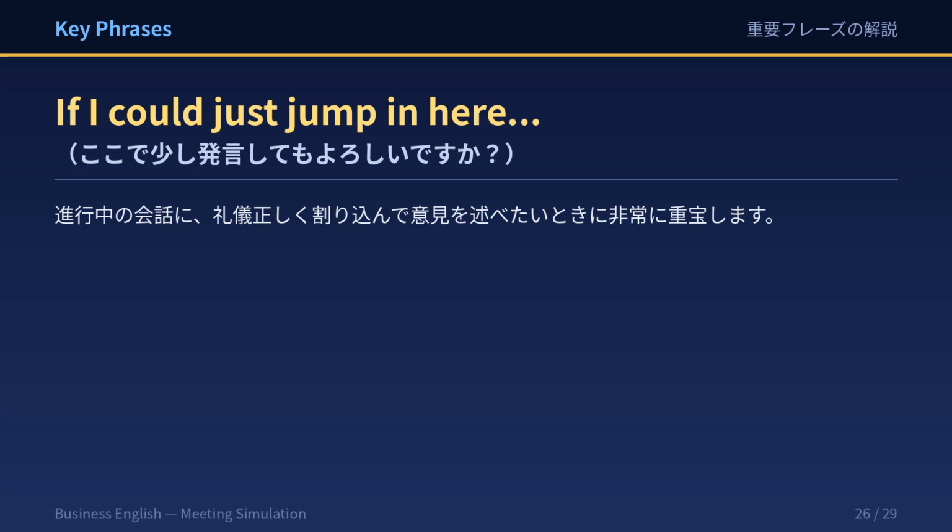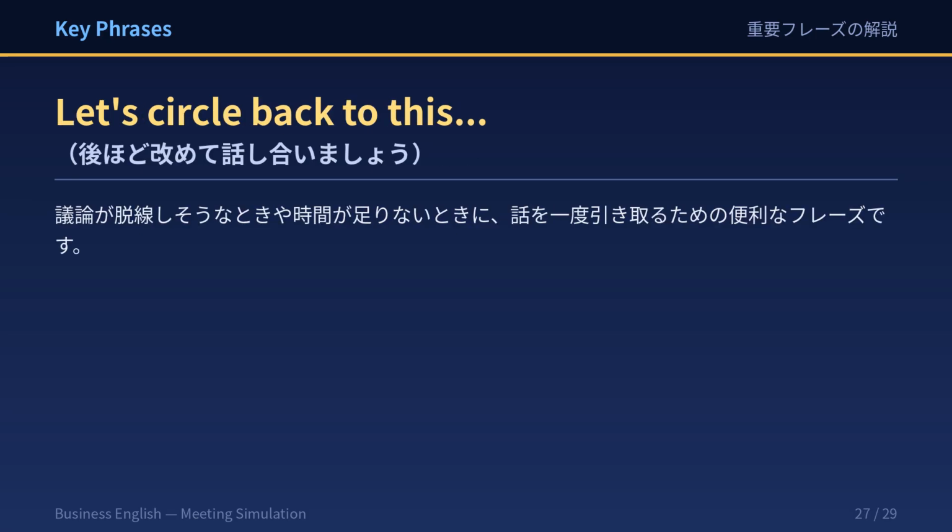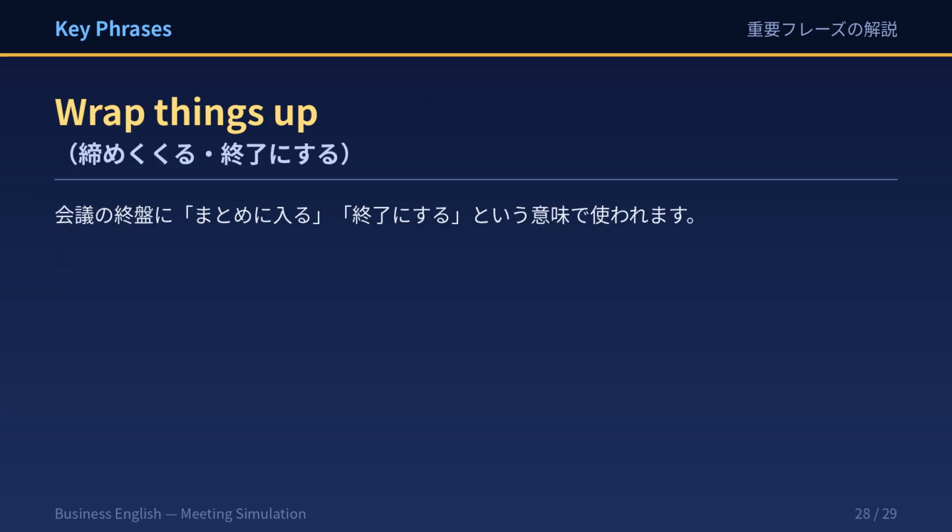Key phrase number 3. If I could just jump in here. This is a polite way to interrupt an ongoing conversation and share your opinion. Key phrase number 4. Let's circle back to this. Use it to set a topic aside and return to it later, especially when the discussion goes off track or time is running short. Key phrase number 5. Wrap things up. This means to finish or conclude, and it is often used near the end of a meeting.